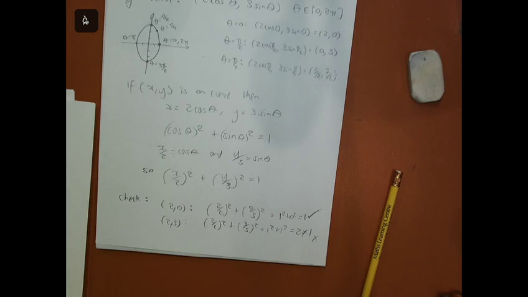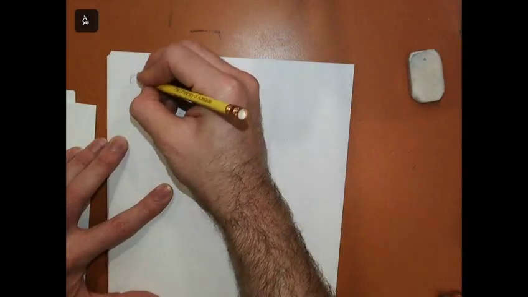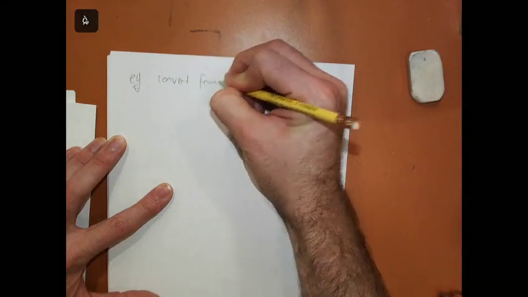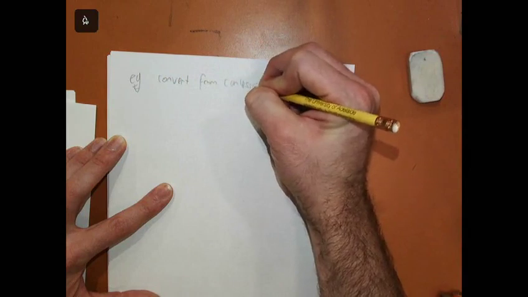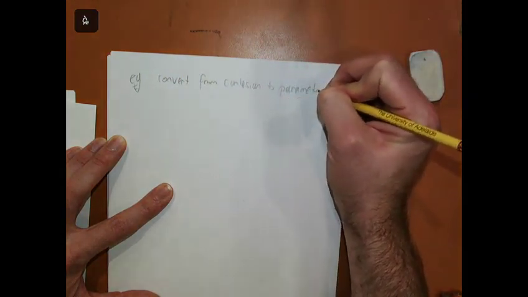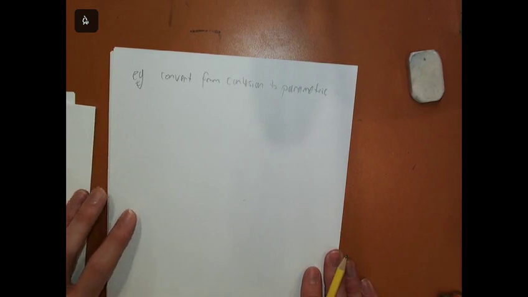But before we get to that, there's a really, really easy way if your equation is set up in a very easy way. So let's have a look. For example, all right, I'm going to convert from Cartesian to parametric.